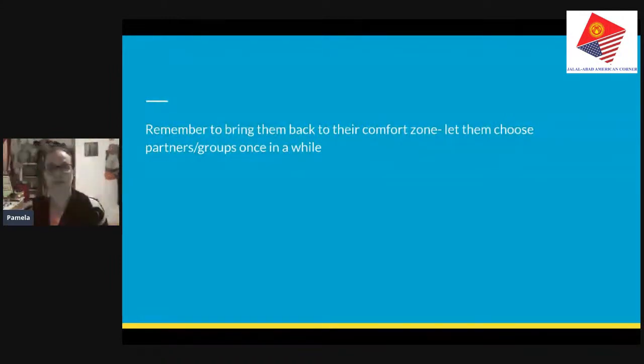Let them sit next to the people they want to sit next to, because it will feel like they have a little bit more control. It's just more fun, and they can look forward to it once in a while.